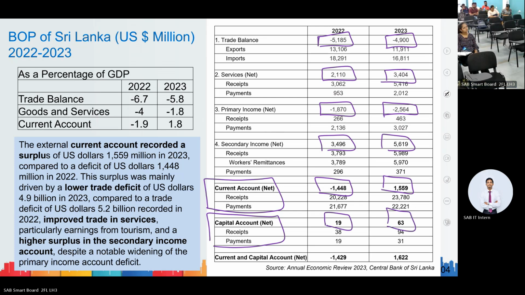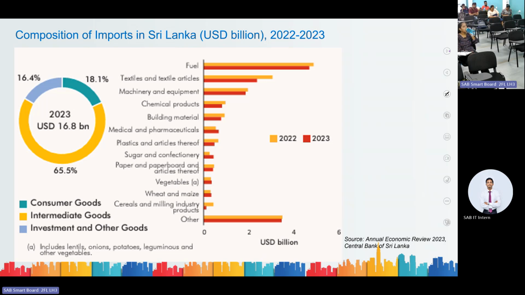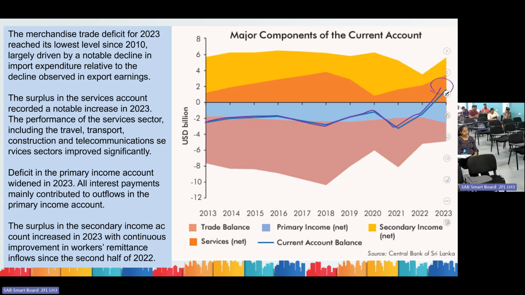So 2023 is a remarkable year because after many years, the current account reports a surplus. Before that, in many years, the current account reported deficits. You see here, the current account balance is shown in this blue color line. So in 2023, it reports a surplus, but before that, in every year, there was a deficit. So 2023 is a remarkable year because it reports a current account surplus in Sri Lanka after many years.